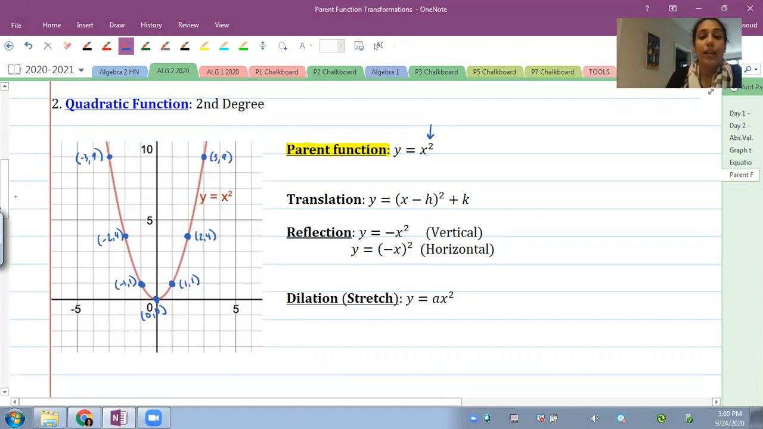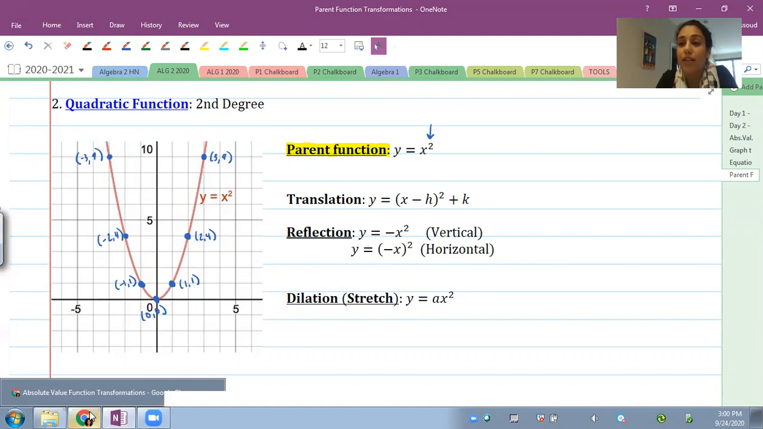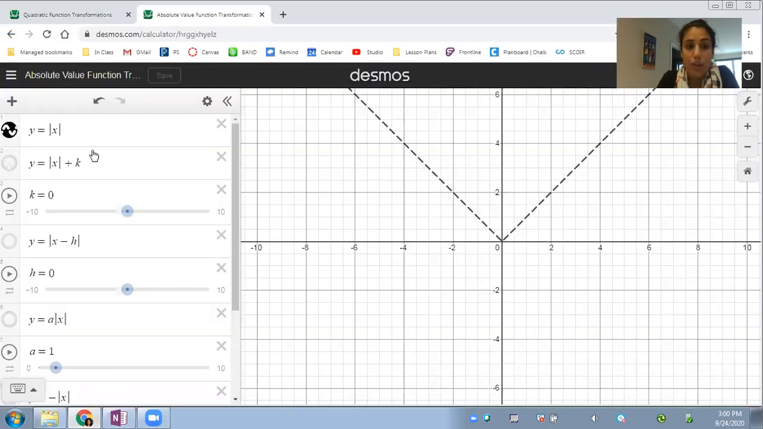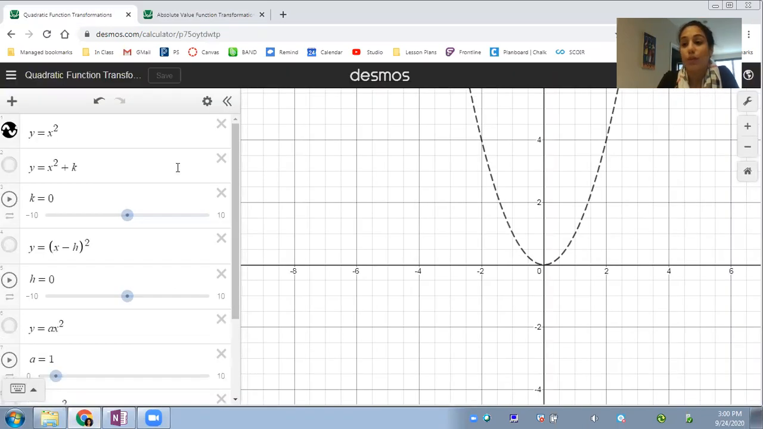Okay? So we're going to look at Desmos today. We're going to look at what it looks like to transform a function. So this is absolute value, which we're going to do in the next video. So quadratic function transformation. So I already have this graph here, right? Y equals x squared. What happens if we add a number to the end of it, right? So x squared plus 5, x squared plus a number. So this little slider right here is going to tell us what the number is going to be.